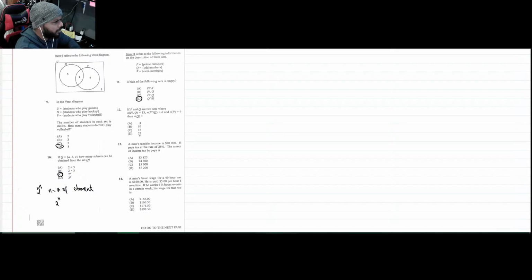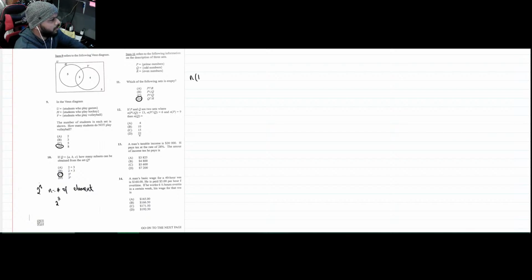If P and Q are 2 sets, where the number of elements in P union Q is equal to 13, and the number of elements in P intersect Q is equal to 6, and the number of elements in P is 9, then the number of elements in Q is... let me think about this a second. An easy thing to do here is to draw a diagram. We also have a formula.